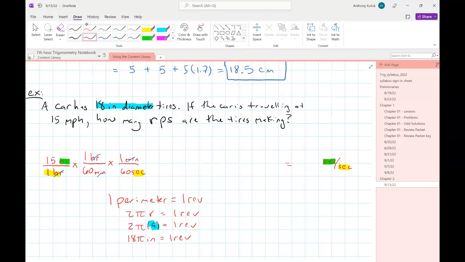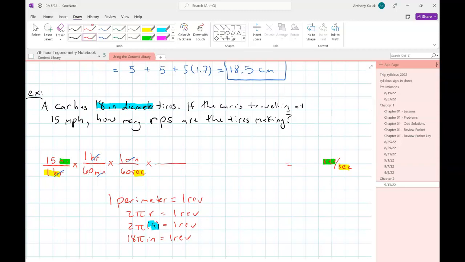Okay, here's the problem though. What unit is my length currently in? Miles. What is my circumference written in? What unit is my circumference written in? Inches. So what am I going to have to do before I can use this conversion factor? I have to convert miles into inches.